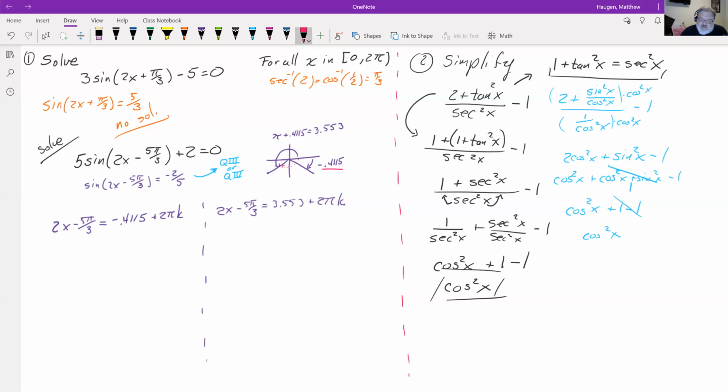And then, of course, we have to remember to add our coterminals. So we have to remember to add the 2 pi k. Even though we only want answers within the interval from 0 to 2 pi, that compression factor of 2 means we're going to get extra solutions. So we need those extra periods to generate those extra solutions.